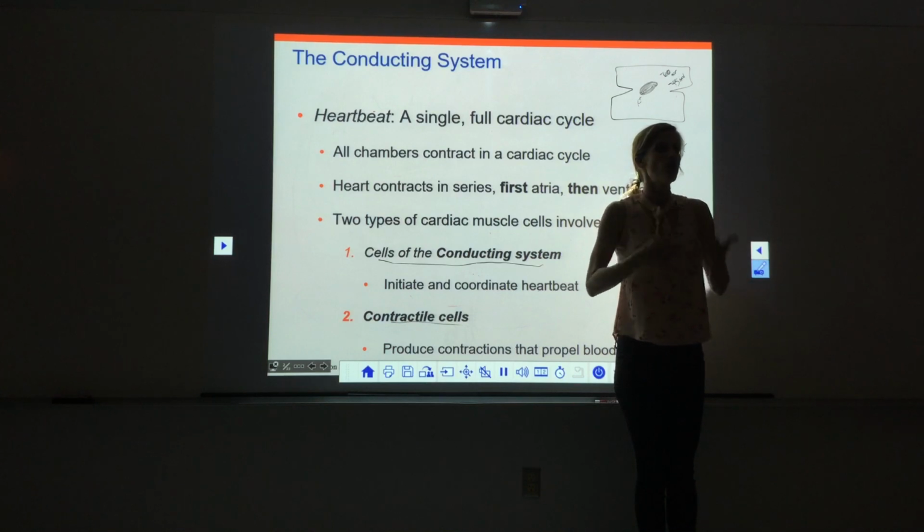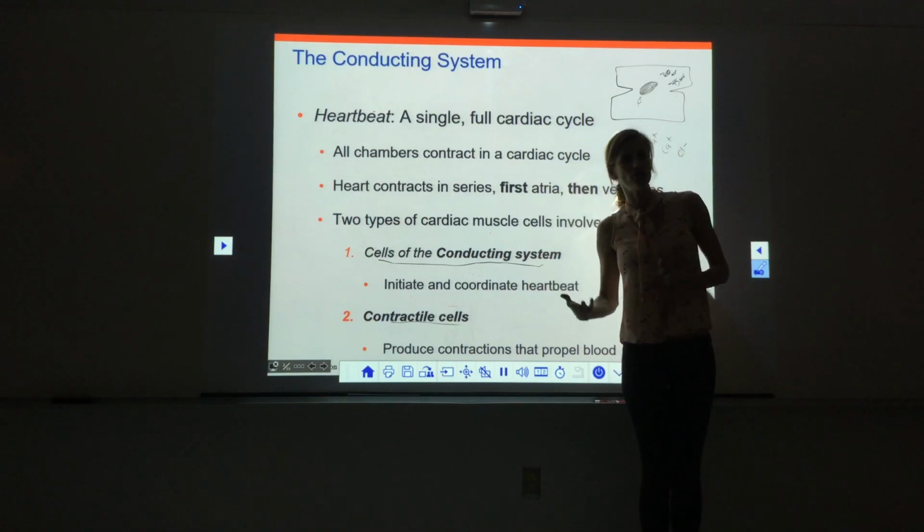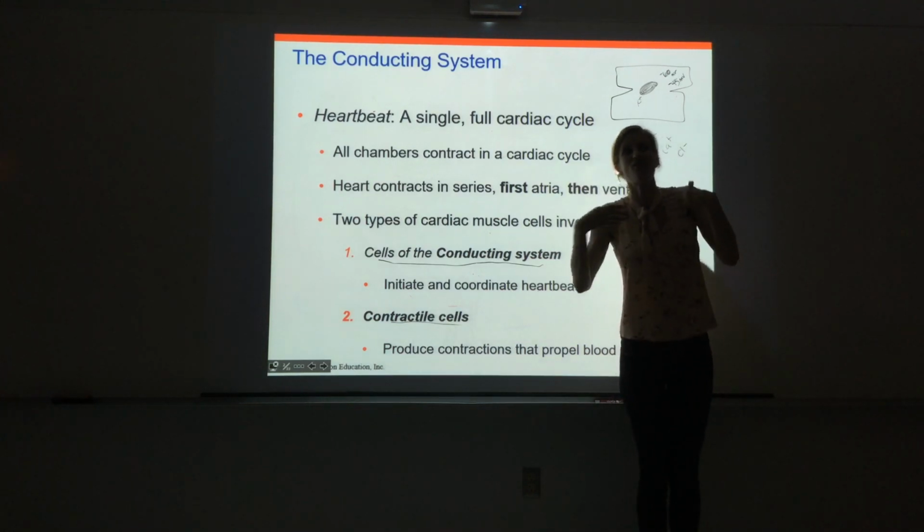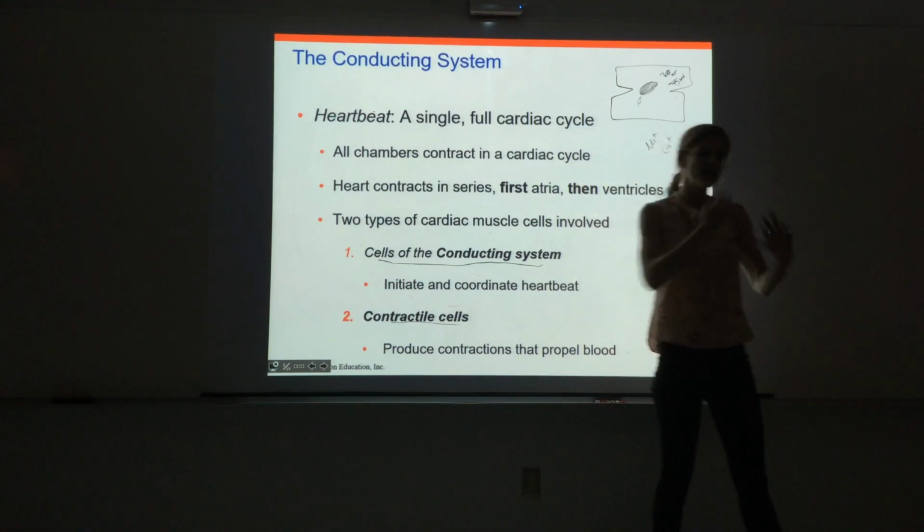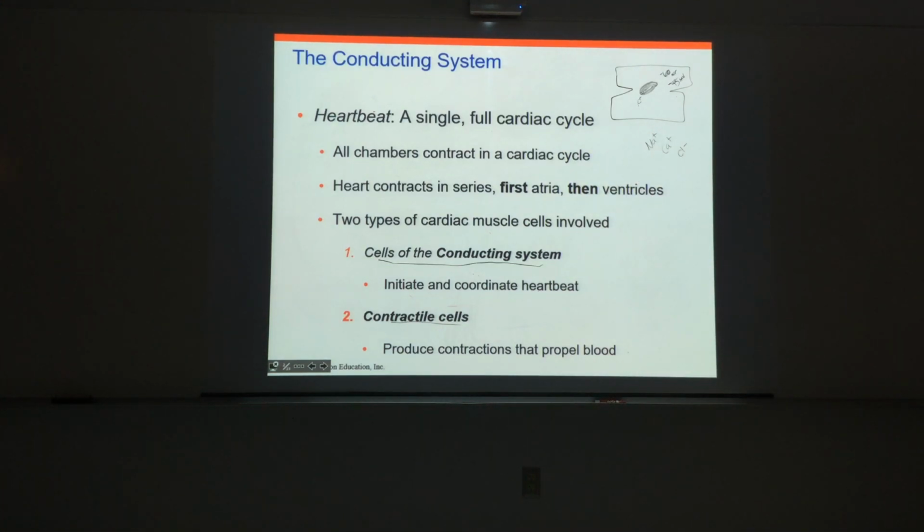So it controls the heartbeat. It tells the heart when to contract, in what order to contract, how fast to contract. Okay, so the conduction system actually controls the cells that are doing the contracting.